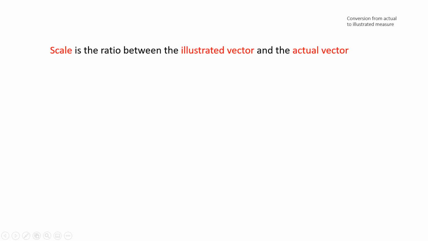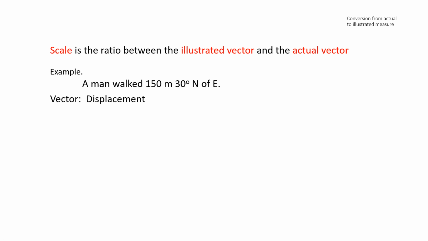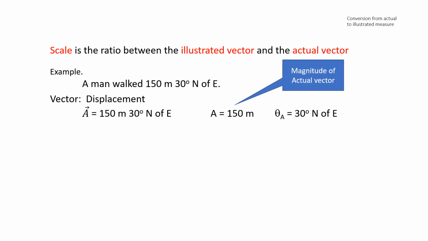Let's have an example. A man walked 150 meters, 30 degrees north of east. This vector quantity is displacement. Let's call it vector A. So vector A is equal to 150 meters, 30 degrees north of east. A is equal to 150 meters; this measures the magnitude of vector A. Theta sub A is equal to 30 degrees north of east; this angle is the direction of vector A.